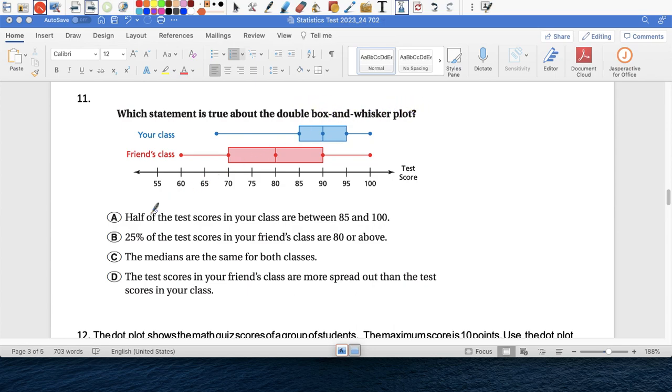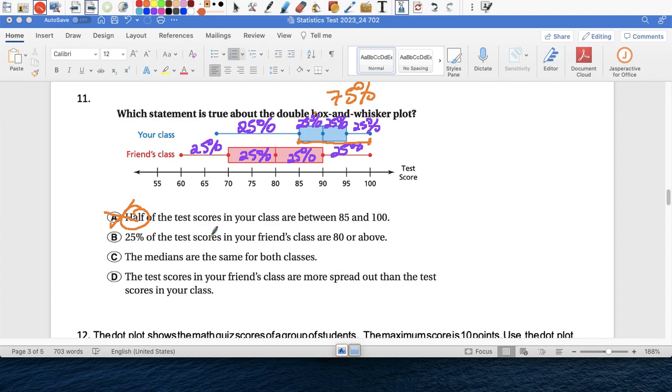11. Which statement is true about the double box plot? A, so this one you might want to remember: 25%, 25%, 25% and 25%. Half of the test scores in your class are between 85 and 100. So 85 and 100 is from here to here. Is that 50%? Because that says half. No, this is 25 plus 25 plus 25. This is 75%. So, no.